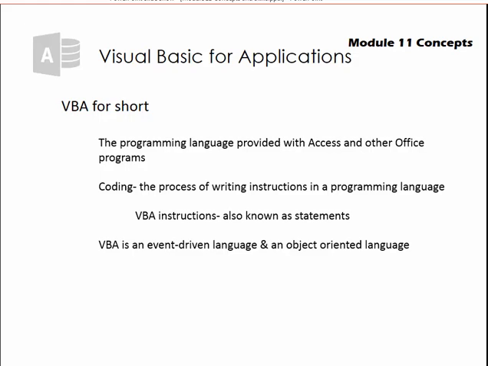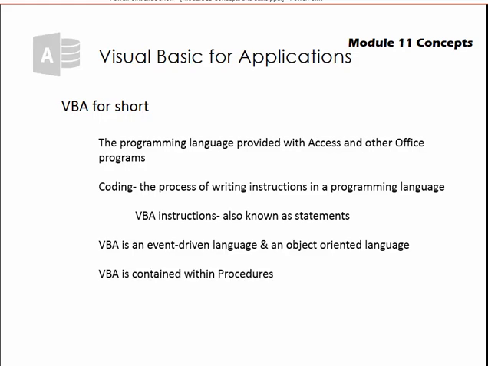VBA itself is an event-driven language and an object-oriented language. What does this mean? Like macros, VBA and events are tied together. For example, when you click a button on a form, you can assign VBA code to that button's on-click event, opening a form, closing a form, or opening a report. With VBA, each set of instructions operates on objects within the database. Macros work in the same way. They are tied to events and operate on objects. However, VBA offers greater flexibility and error handling capabilities.